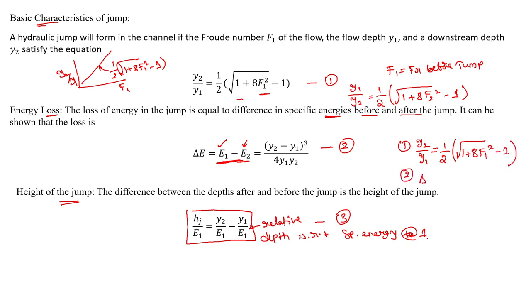The second equation, delta E equals (y2 minus y1) whole cube by 4 y1 y2. Third equation, hj divided by E1. One can even cancel this E1 from both sides and simply write y2 minus y1. This is called the height of the jump. If you remember these three equations, 99% you will be able to solve the questions on hydraulic jump.